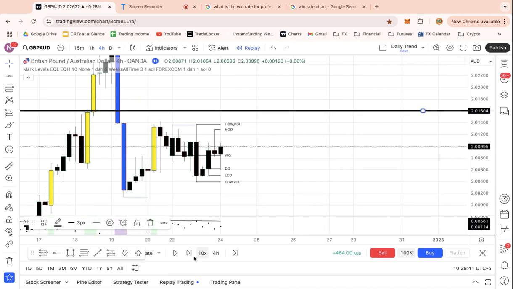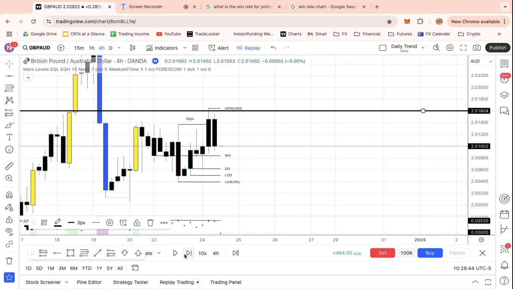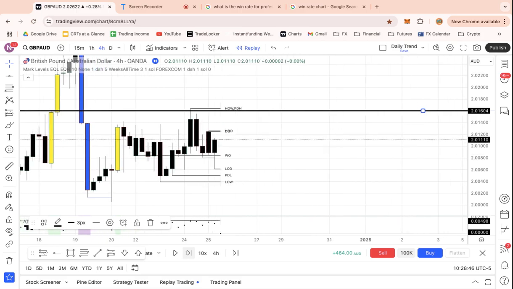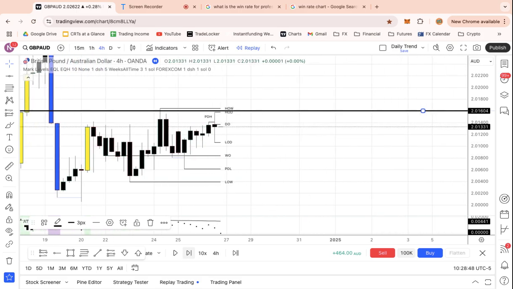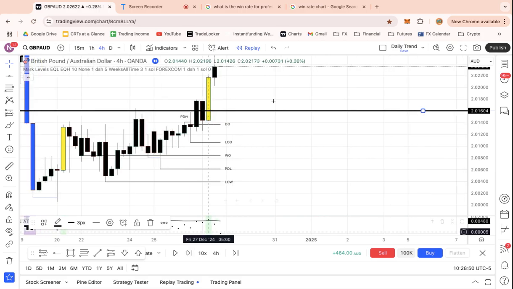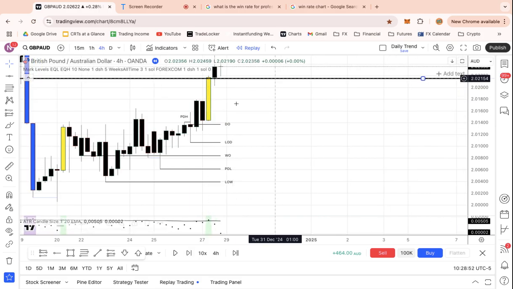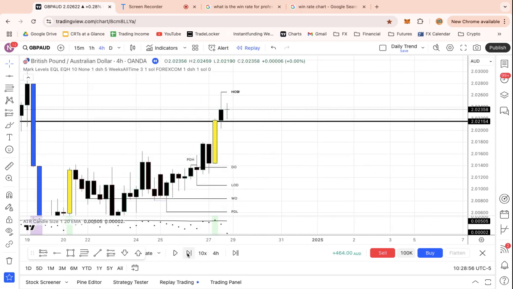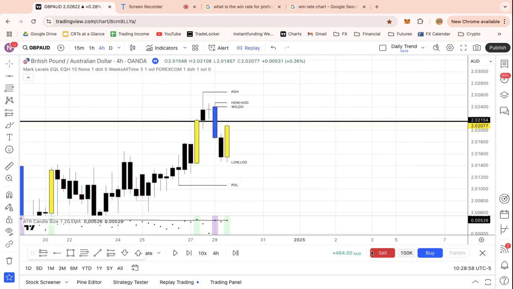Here we go. Okay, so we got a fresh range here. So this was on Friday. So by Tuesday of next week, we want to see if price can close back inside of it. It did. I missed it. I'm not going to chase that.